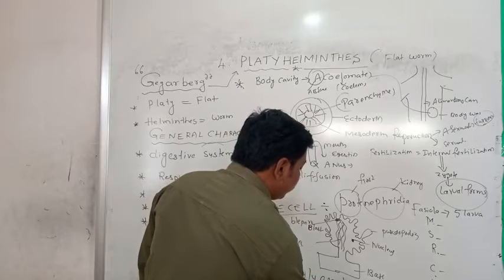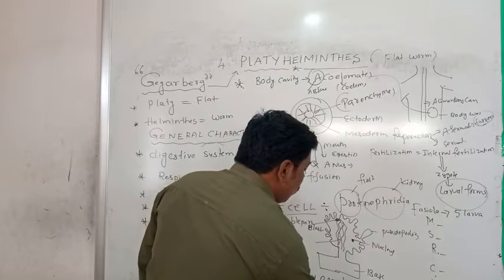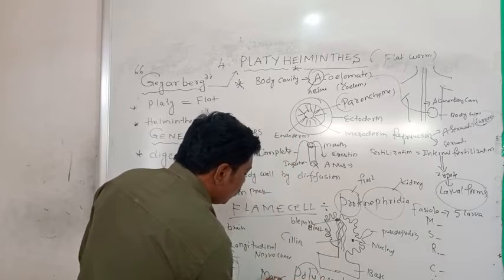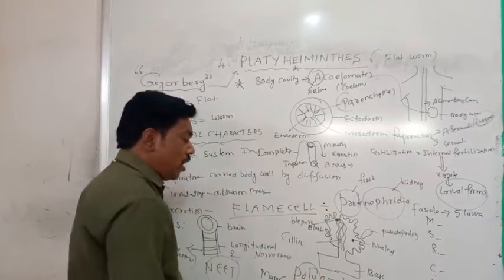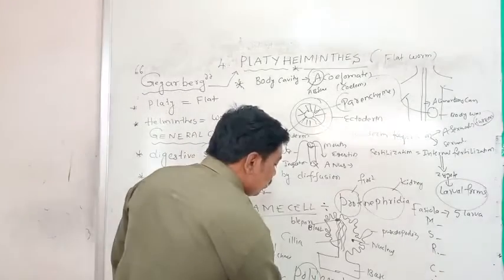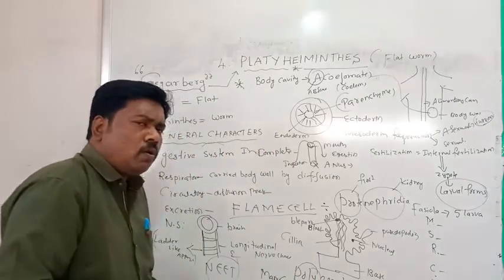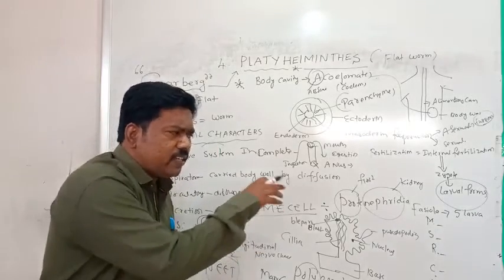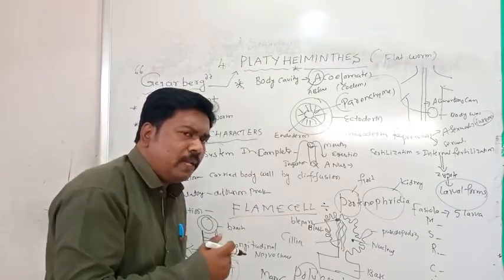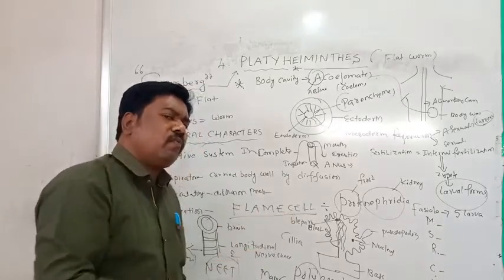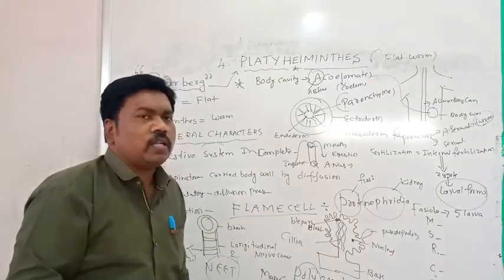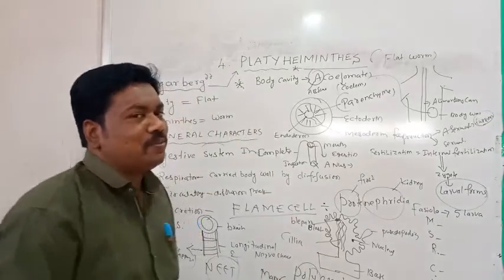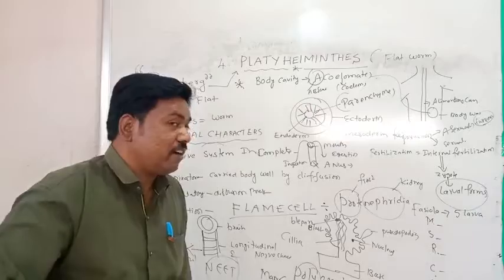Polyembryony. What is the meaning of polyembryony? Poly means many. Poly means many larvas. Embryony means larvas. Usually one organism produces one larval form. But in the case of Fasciola, it has the ability to produce five larval forms. So that's why it is called polyembryony. This is also very, very important for the NEET examination. Right? Polyembryony, five larval forms.